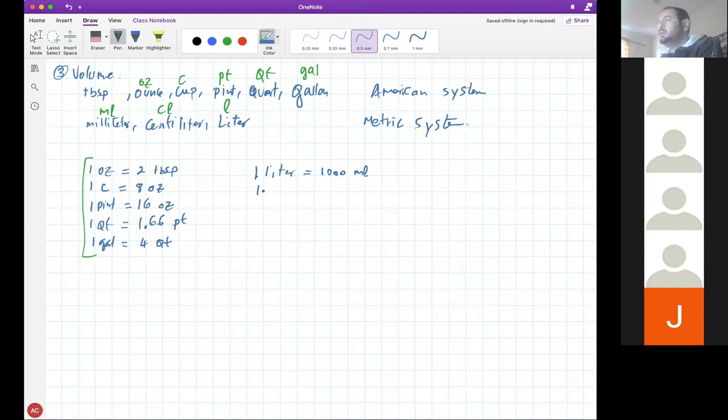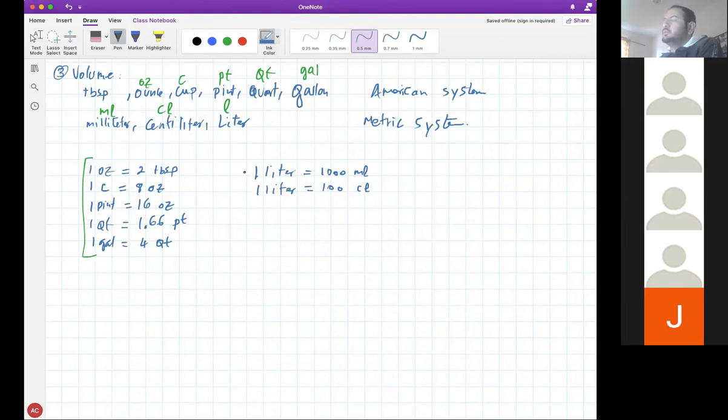And 1 liter is 100 centiliters. Let me just make sure on that again. 1 liter, 100 centiliters. Right, it's 100.